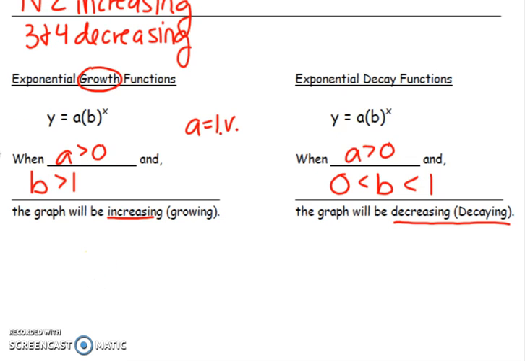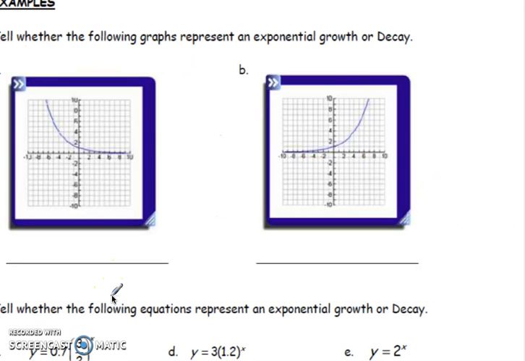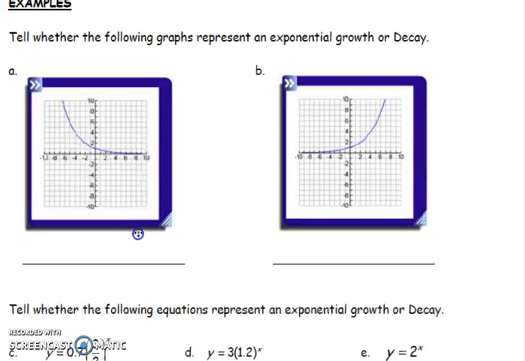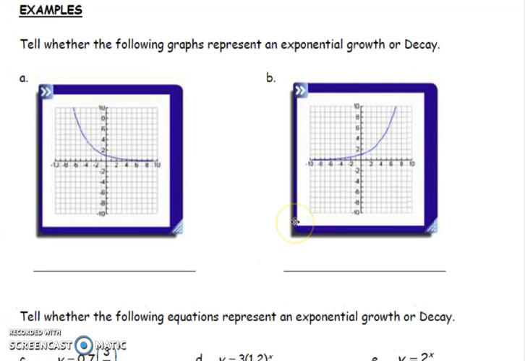Again, the number in parentheses is never going to be negative, it's always going to be positive. If it's a fraction that is smaller than 1, it is decay. If it is a whole number bigger than 1, it's going to be growth. So let's take a look at some practice examples. Tell whether these graphs are growth or decay.